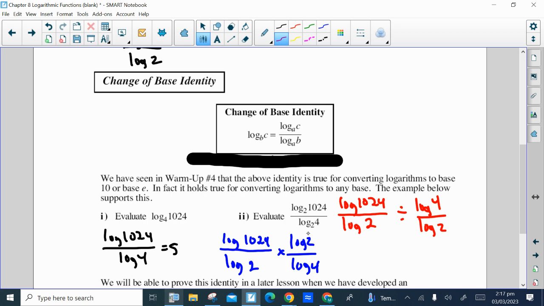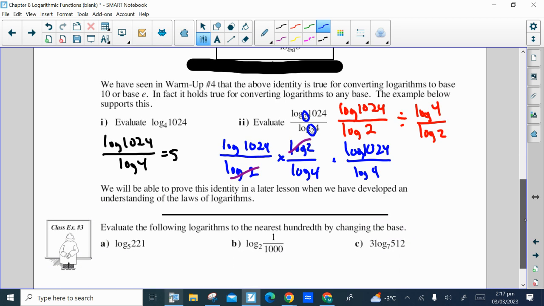And now you can see that the log 2's will cancel. And you're left with log of 1024 over log of 4. The same thing that we had over on the left. So again, this just shows you that as long as the bases are the same, like they are, those are both base 2, it'll work, because those logs will cancel when you use the change of base identity.